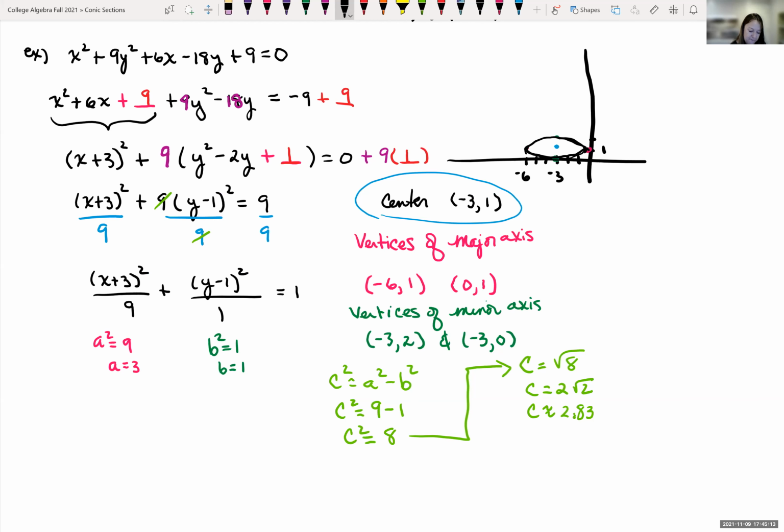And so our foci, the x value is -3 of our center, so -3 minus 2 root 2, comma 1, and -3 plus 2 root 2, comma 1.